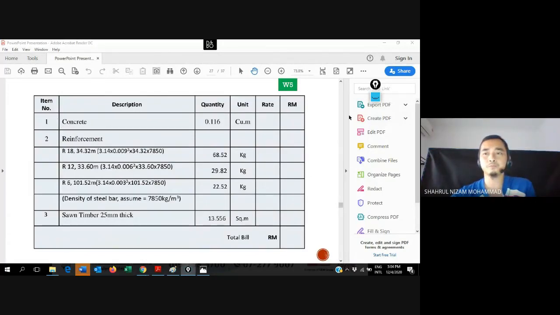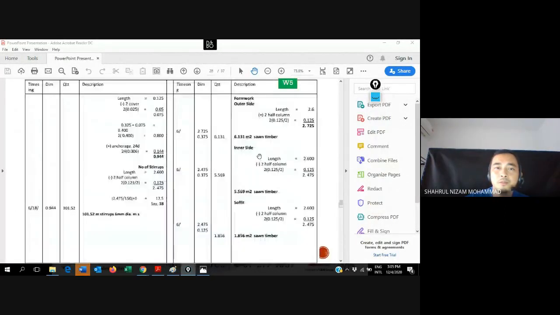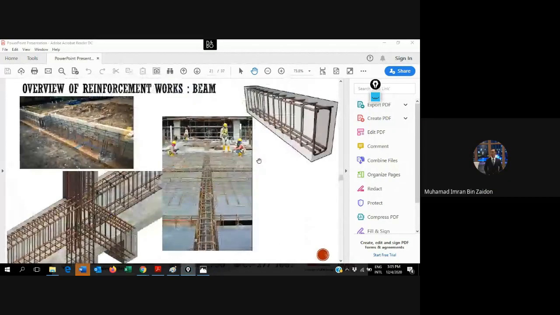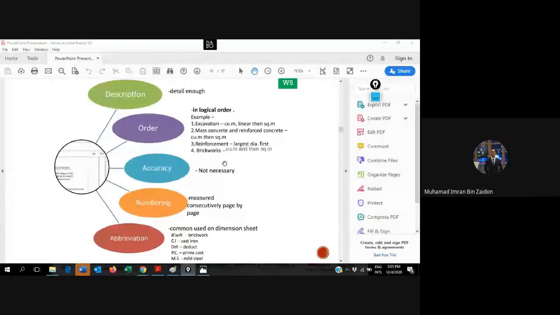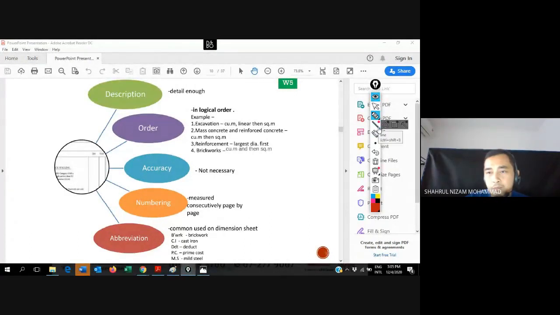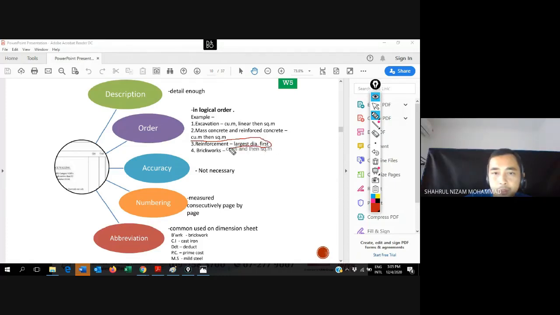So for BQ, you just take back the value from your taking off. For example, concrete here. So the quantity when you calculate from your taking off, it is 0.7. Okay, so the unit will be cubic meter because concrete we measure the volume. And then for reinforcement, if we look at the rules, it must be the bigger diameter first. Right here, the order. So you can read here for reinforcement. The largest diameter must be mentioned first, and then followed by the smaller diameter of reinforcement.